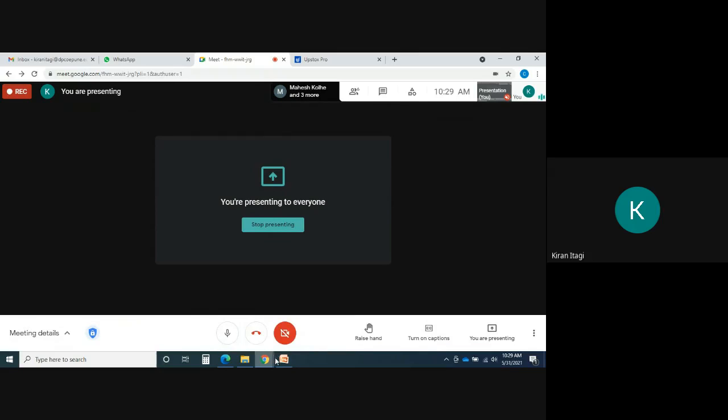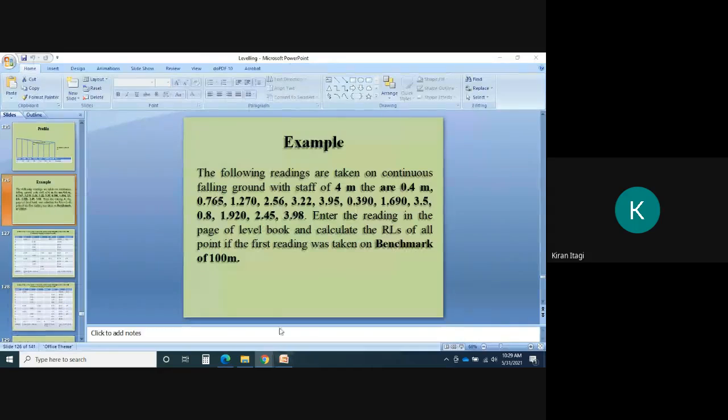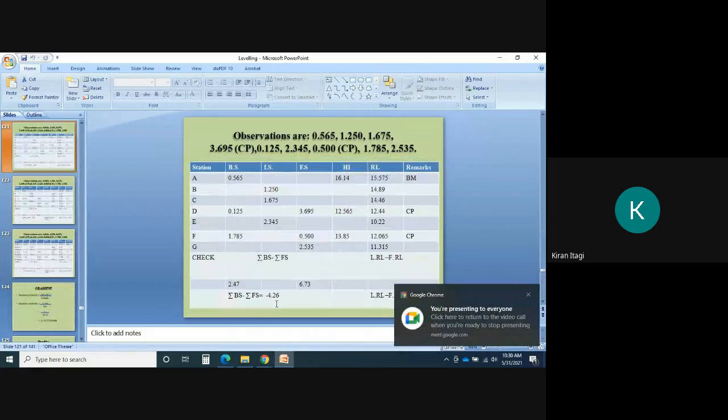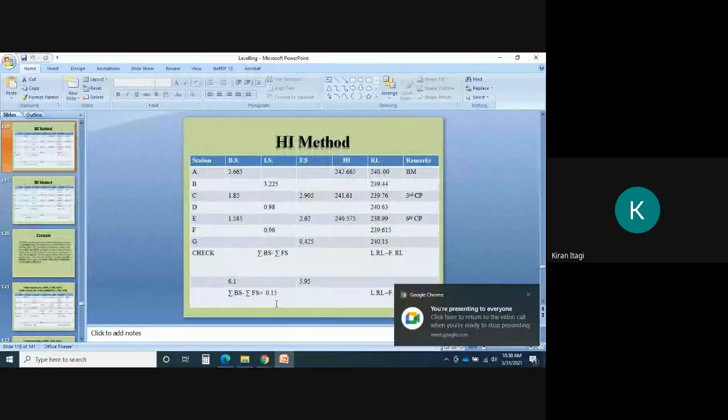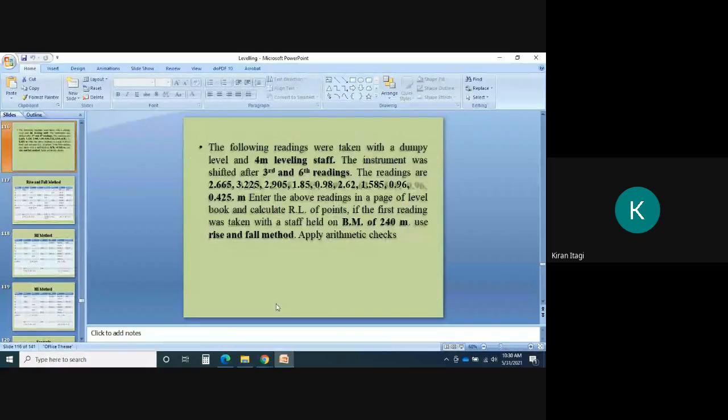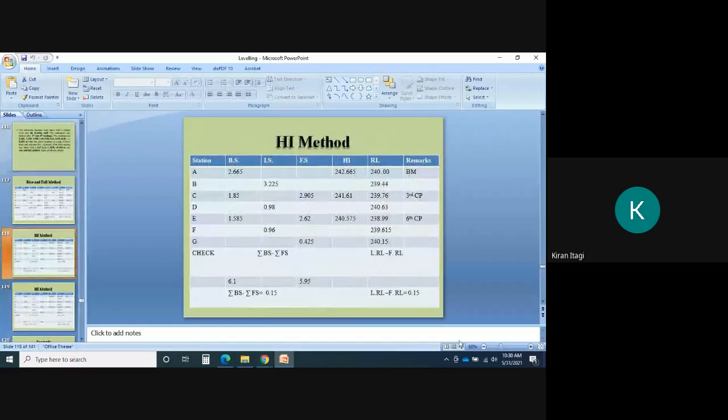Okay, in last class we saw how to take the leveling, sorry, doing the calculation with respect to the time methods. Okay, so we'll go through it once. Am I audible? Yes, sir.